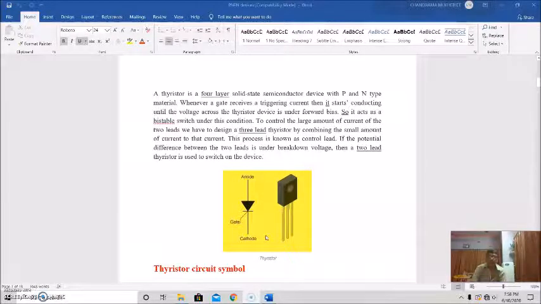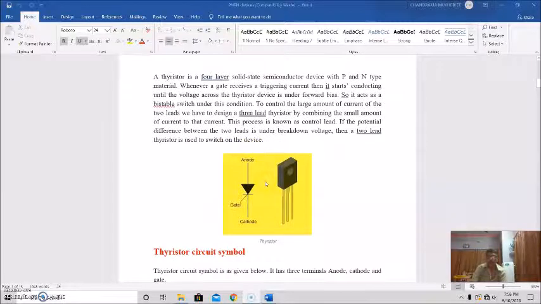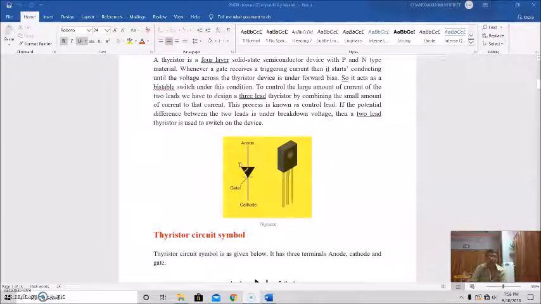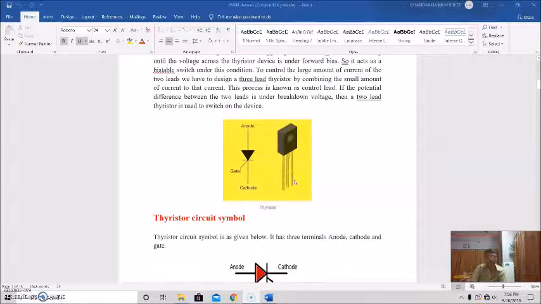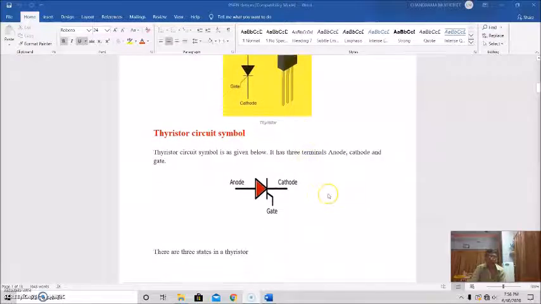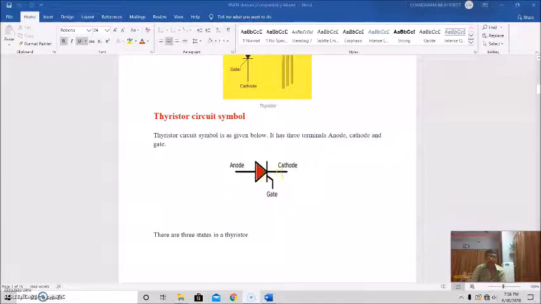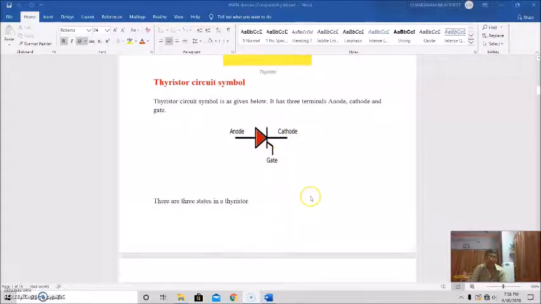If the potential difference between the 2 leads exceeds the breakdown voltage, then a 2-lead thyristor is used to switch on the device. So this is the symbol of a thyristor. This is how commercially available thyristors look. Now this is the thyristor symbol. This is the anode, this is the cathode, and this is the gate.